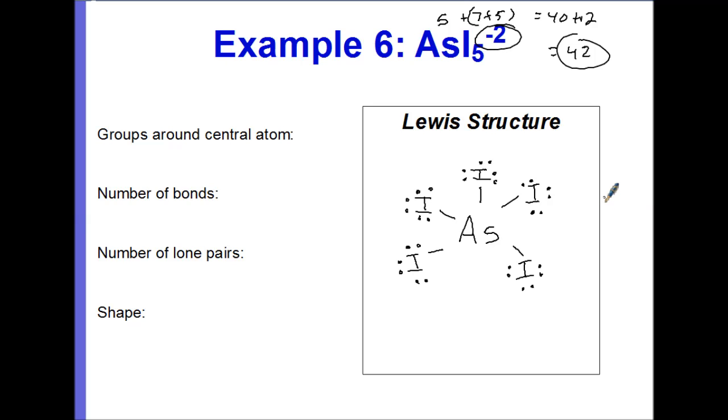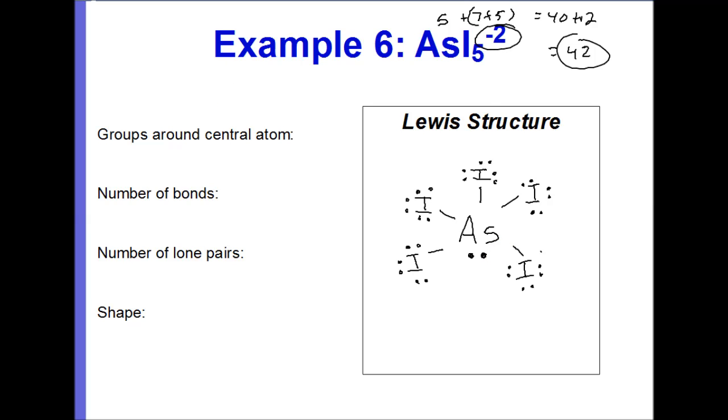Let's check our number of valence electrons. I'm supposed to have 42, and I have 1, 2, 3, 4, 5, 6, 7, 8 times 1, 2, 3, 4, 5. That gives me 40. I need 2 more electrons, so I'm going to place them around the central atom. All right, there we go.